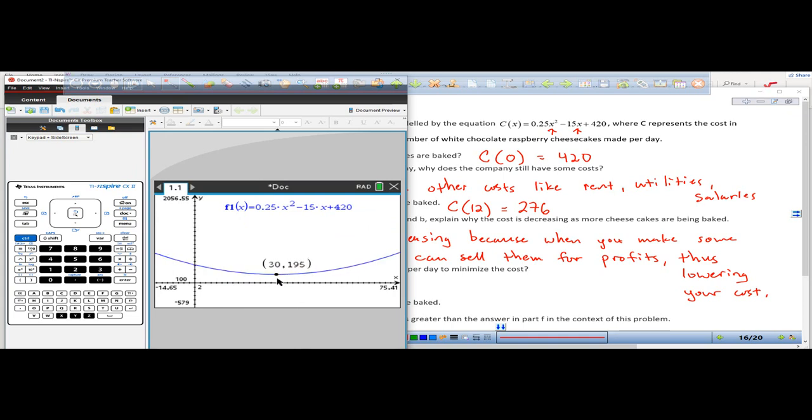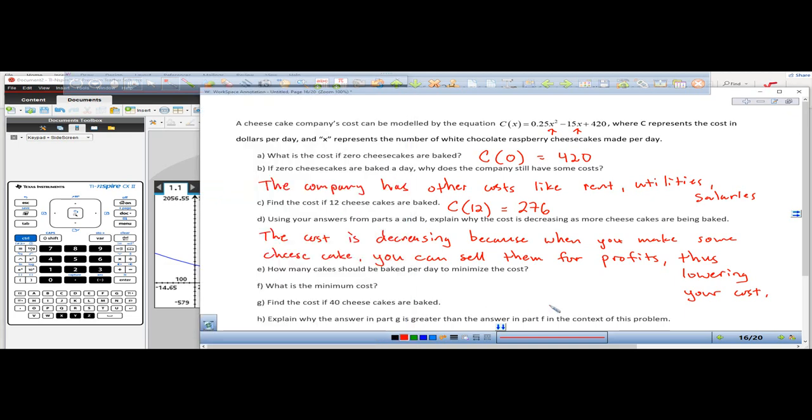So what does this mean when X is 30 and the Y is 195? Remember, the X-axis represents cheesecakes made. So if we make 30 cheesecakes, this will minimize our cost, and our minimum cost will be $195. So how many cheesecakes should be baked per day? The answer is the X value of the vertex. So this was 30 cheesecakes.